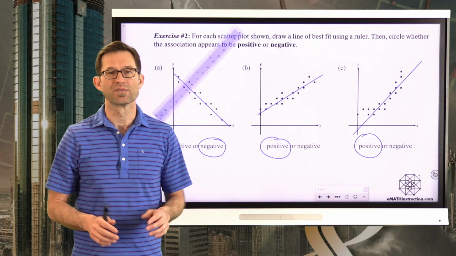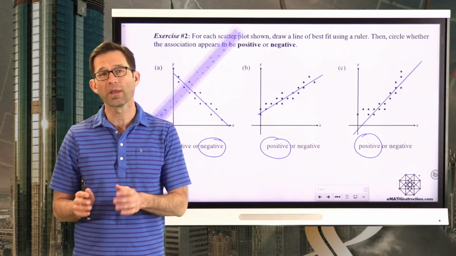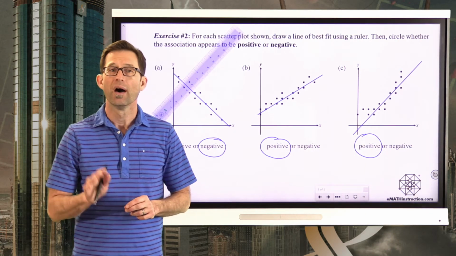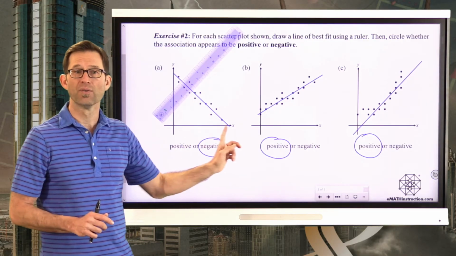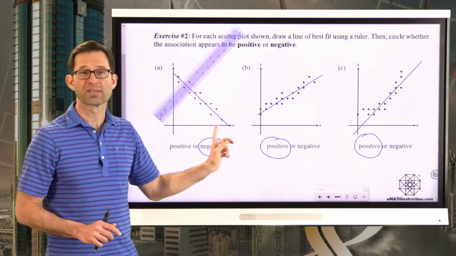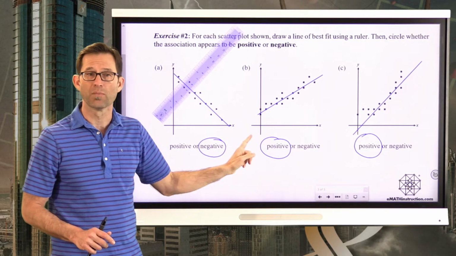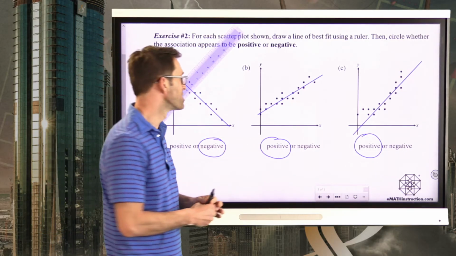Positive just basically means the 2 variables move together. As one gets larger, the other one gets larger. A negative association means that they move in opposite directions, right? The only one of those was letter A. As x gets larger, y gets smaller, right? Simple as that.